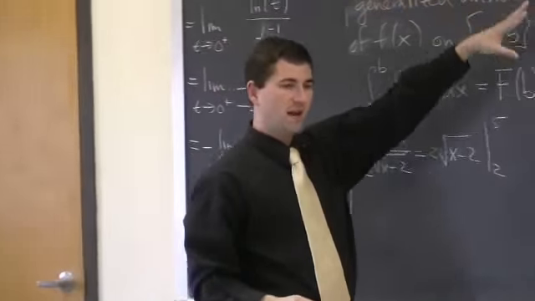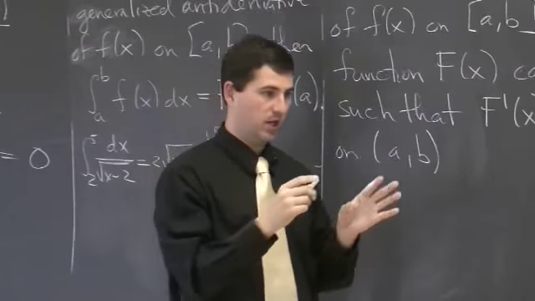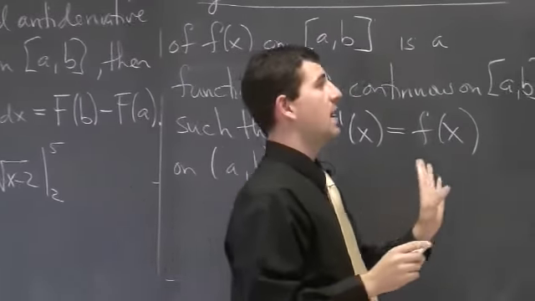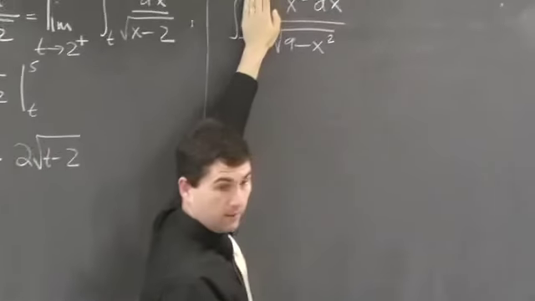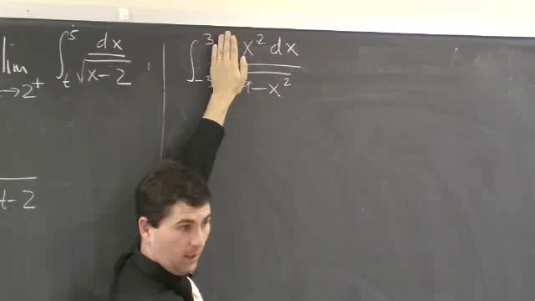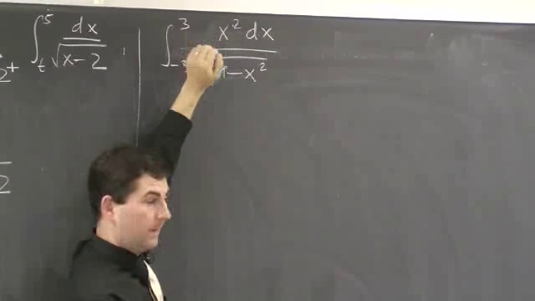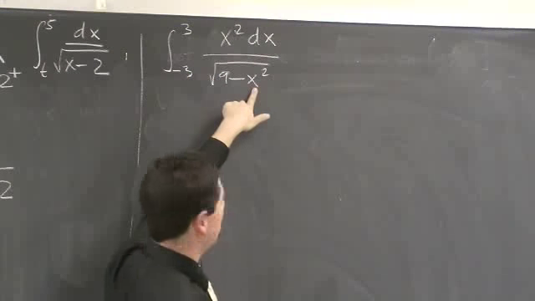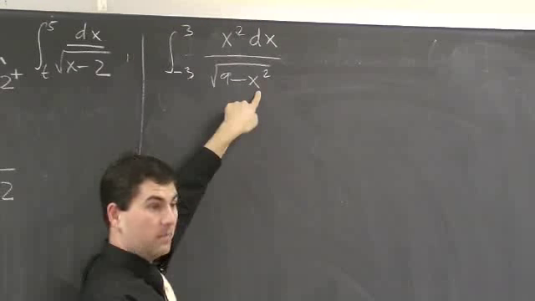This idea of a generalized antiderivative suggests a strategy for solving these problems. Namely, first compute the antiderivative, forgetting about the limits. Just do it as if it was an indefinite integral. Now, we should point out that minus 3 causes a problem here. So does 3. 3 causes a problem as well.